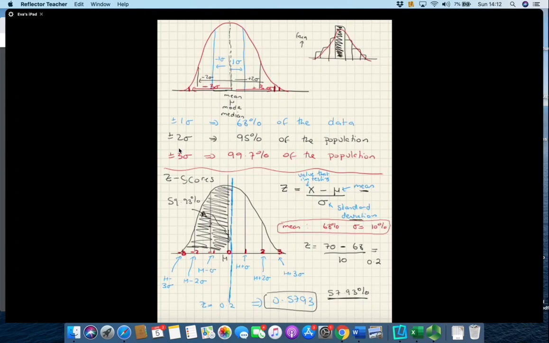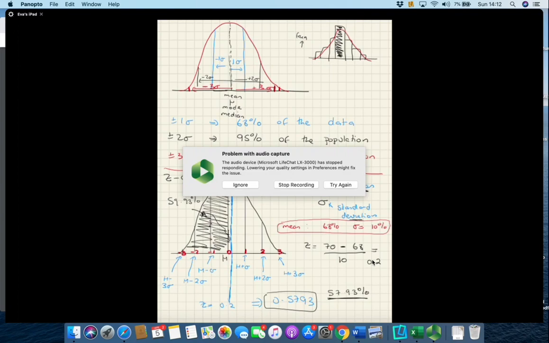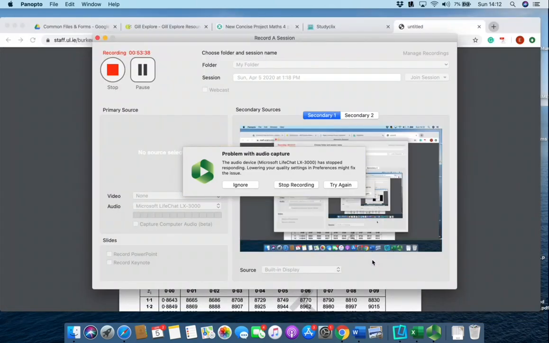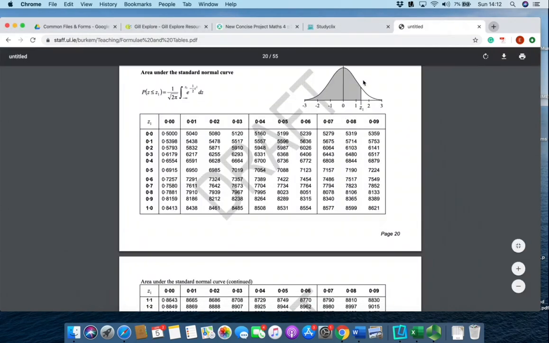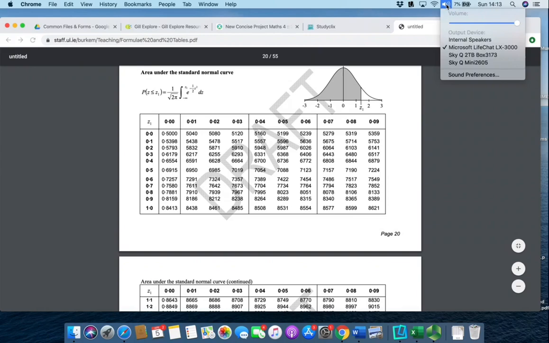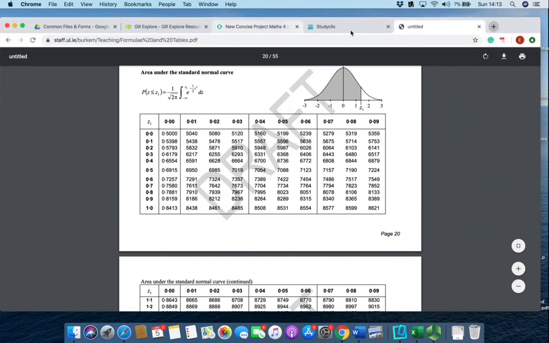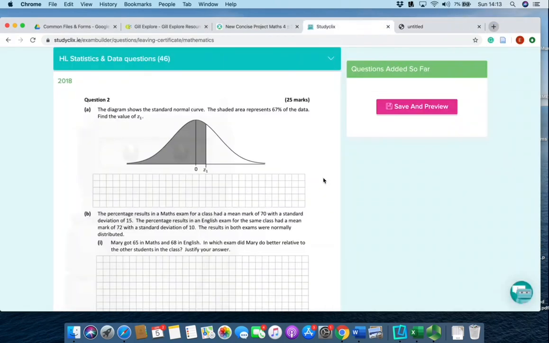Now, what I'd like to do with you, because I'm conscious some may not have experience of Z-scores, is do an exam question with you that shows you how they ask these types of questions. So 2018, question 2.